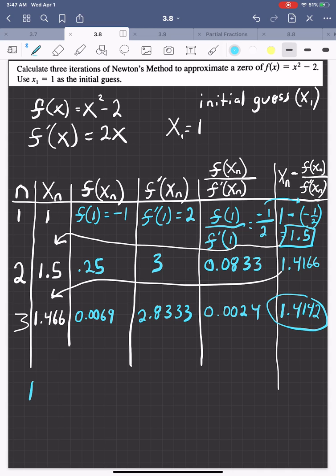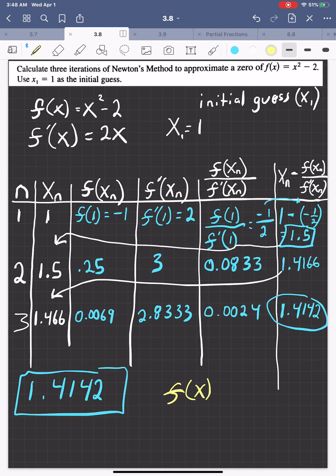All right, so let's take a look at this 1.4142. What we rounded, but that is after 3 iterations of this method. That is our approximation. Now, let's go back to the function. F of x is equal to x squared minus 2.